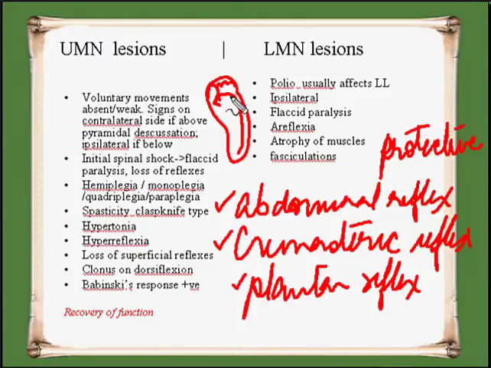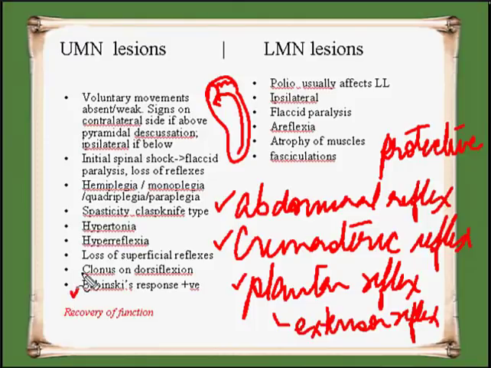Now in upper motor neuron lesions, the abdominal and the cremasteric reflex is gone, and the plantar reflex actually becomes what is called an extensor reflex. And this is the extensor reflex. That means when you scratch the sole of the foot along the lateral side and then go on to the medial side, instead of the toes curling in, they actually curl out and spread out, and that is known as the Babinski's response, and that is positive, and that is because of the extrapyramidal fibers.